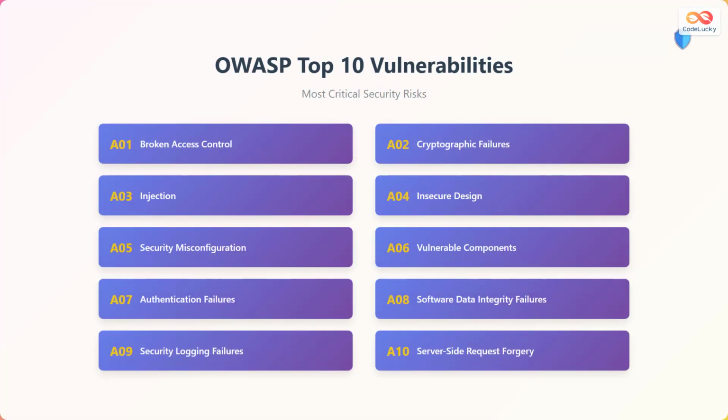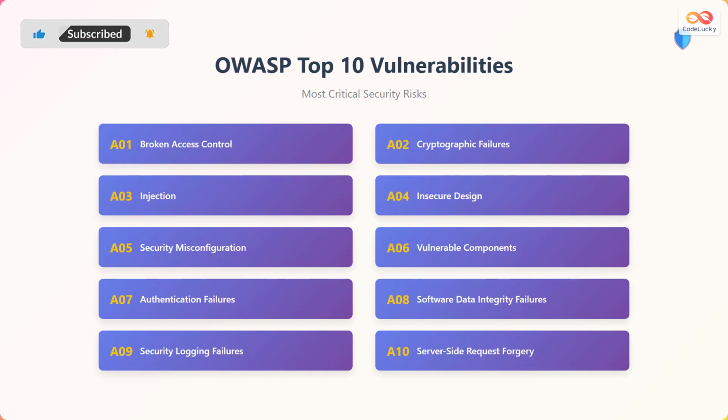The current OWASP Top 10 list includes 10 critical vulnerability categories. A01 is broken access control, where restrictions on authenticated users are not properly enforced. A02 covers cryptographic failures, formerly known as sensitive data exposure. A03 is injection vulnerabilities, including SQL injection and cross-site scripting. A04 addresses insecure design, focusing on design flaws and missing security controls.